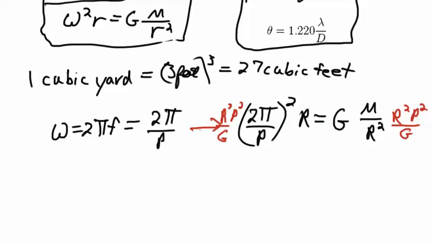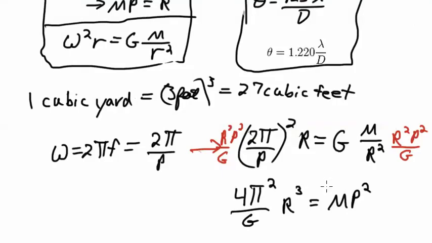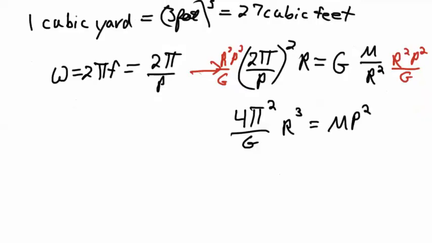The reason I'm doing that is I want M P squared on one side, like this equation has, and I want my r cubed to be on the other side, like this equation has. That'll clean up the right-hand side, so we'll just be left with the M P squared. The r squared cancels out with the r squared, and the G cancels out with the G. The left-hand side has this new constant in it, 4 pi squared over G. Now this equation is in System International units, so I think the thing to do right now is to divide that out, and we'll have M P squared over r cubed.